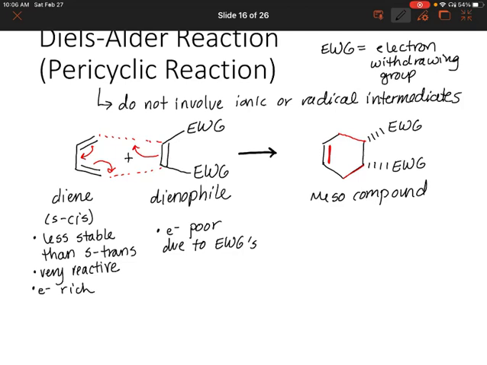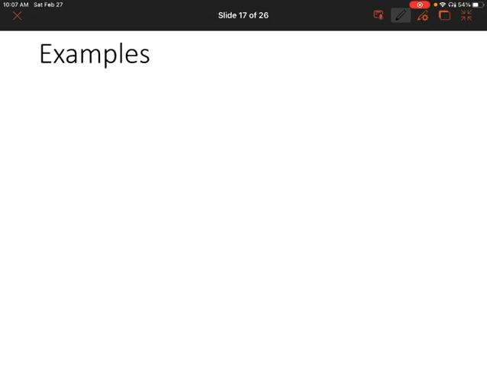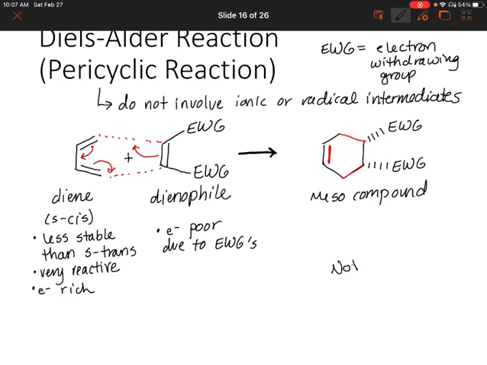Now, this reaction was discovered in 1928 by Otto Diels and Kurt Alder. So let's just make some notes here. Just a little bit of history. That's why it's called the Diels-Alder reaction. I don't know how they decided who got to go first in the name, but they actually won the Nobel Prize in Chemistry in 1950 for their work.